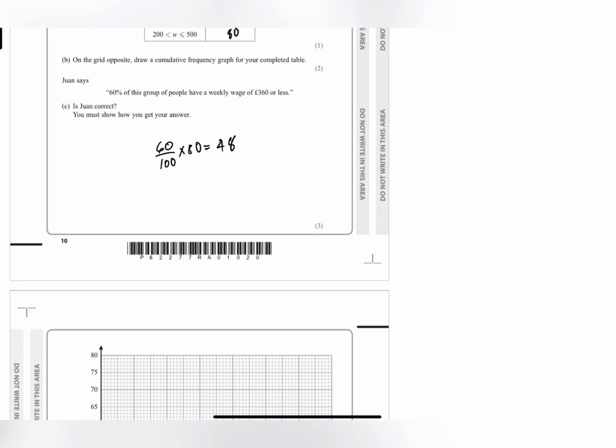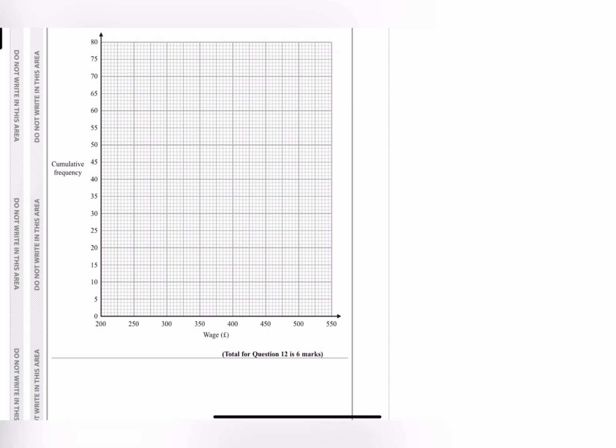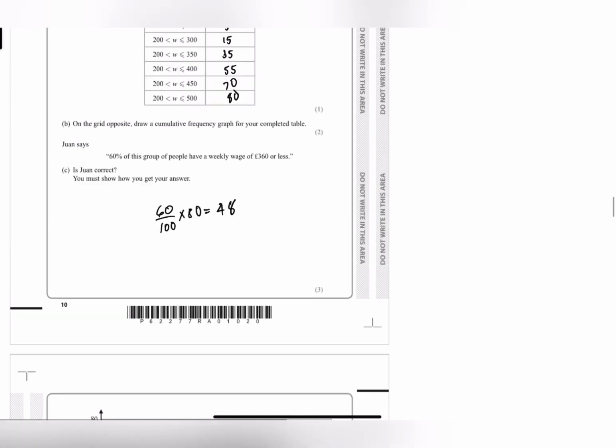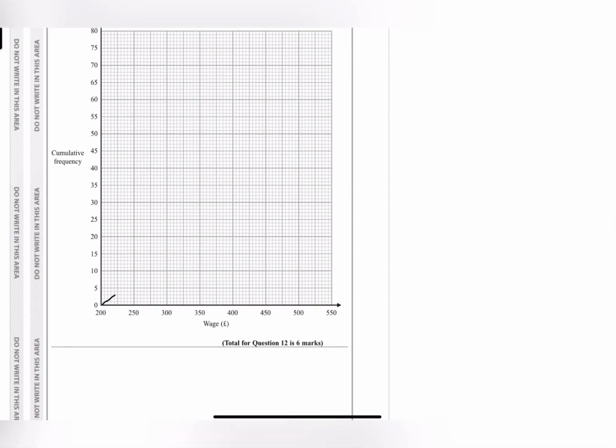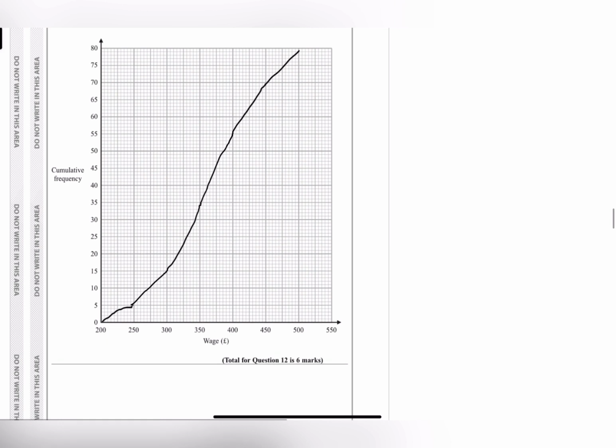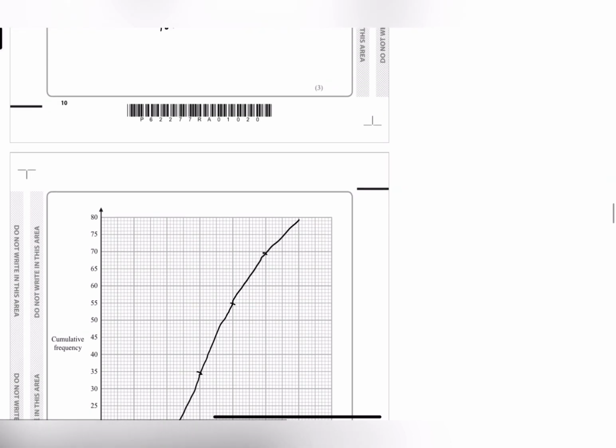Now, when you draw the graph, you have the graph here, which is wage and cumulative frequency. So that is going to be cumulative frequency 5. You can see the wage as 200 to 250. So you start with this interval. And then that goes to 15 now. Between this interval. And then it goes to 35. And then it goes to 55. And then it goes to 70. And then it goes to 80. So this is going to be your graph. Okay. So you mark all those points where you have the intersection of those.